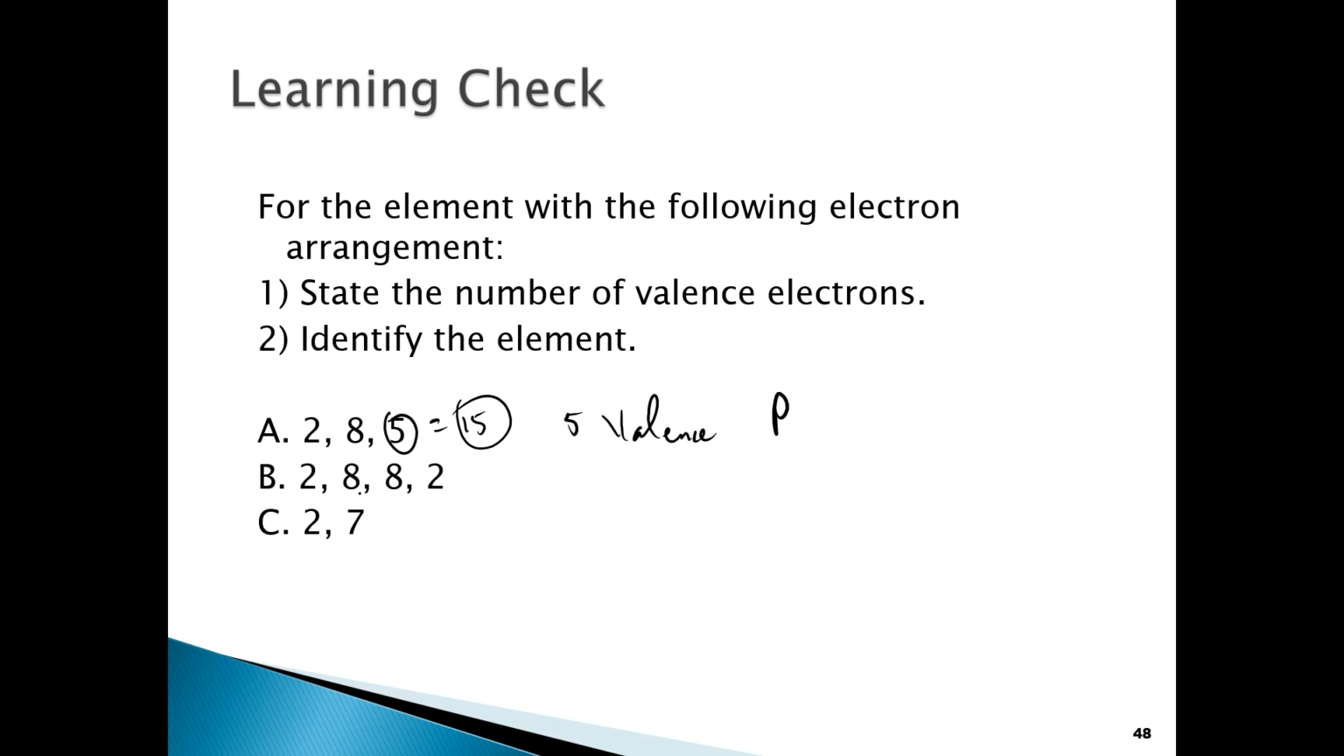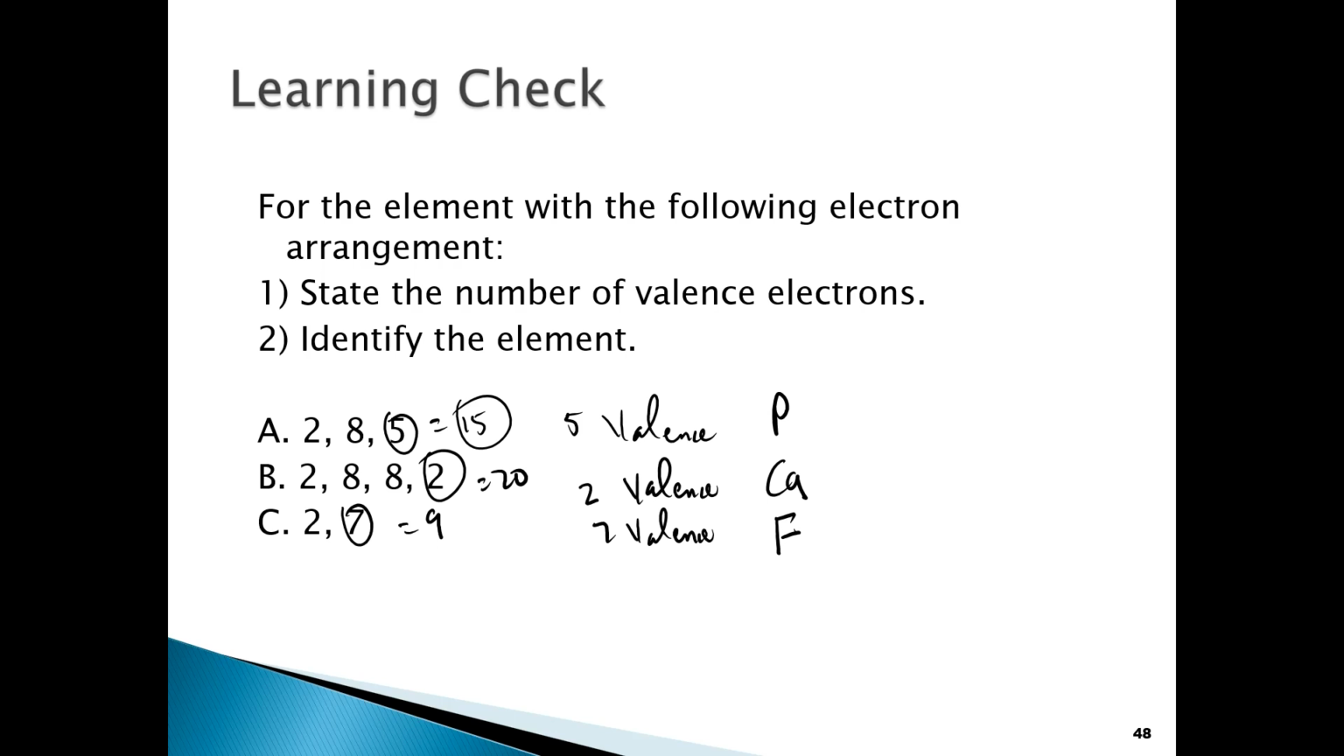In the case of B, where they gave you 2, 8, 8, 2, the number of valence electrons here will be 2. So there are 2 valence electrons. And the total number of electrons here will be 20, which means that the element that has that corresponding atomic number would be calcium. And then finally, in the case of 2, 7, the number of valence electrons here will be 7, and the total number of electrons here will be 9. If you look up the element with the atomic number 9 in the periodic table, you will see that it's fluorine. And that's basically how that is done.